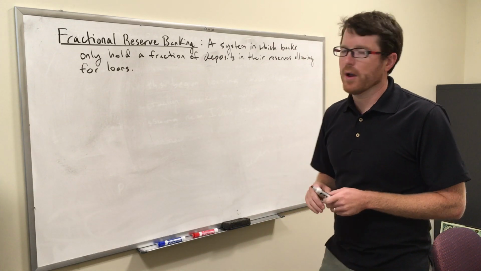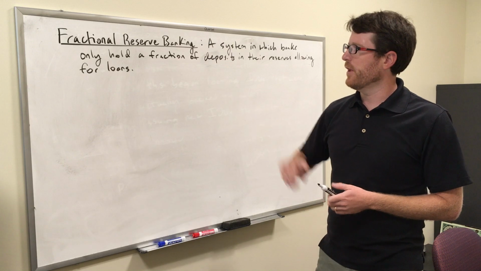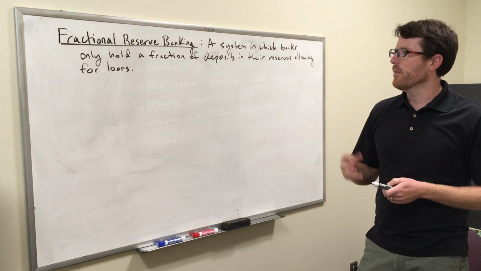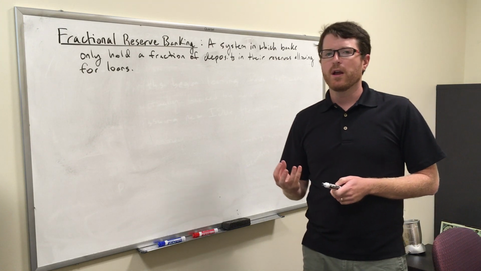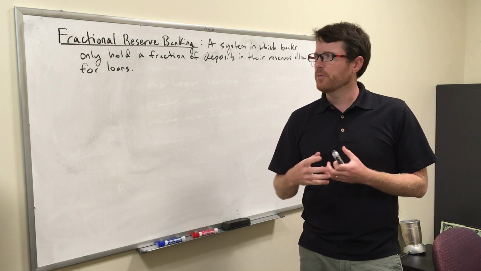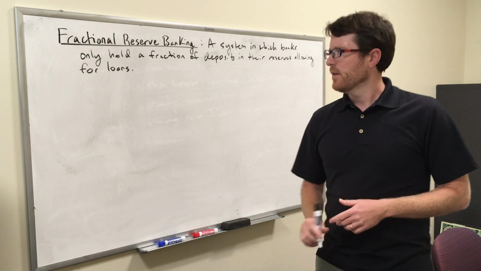Our banking system in the U.S. and pretty much all of Earth at this point is based on a fractional reserve system. In a fractional reserve banking system, banks only have to hold a portion of their deposits in their reserves, which allows them to loan out some of the money that they have. Okay?